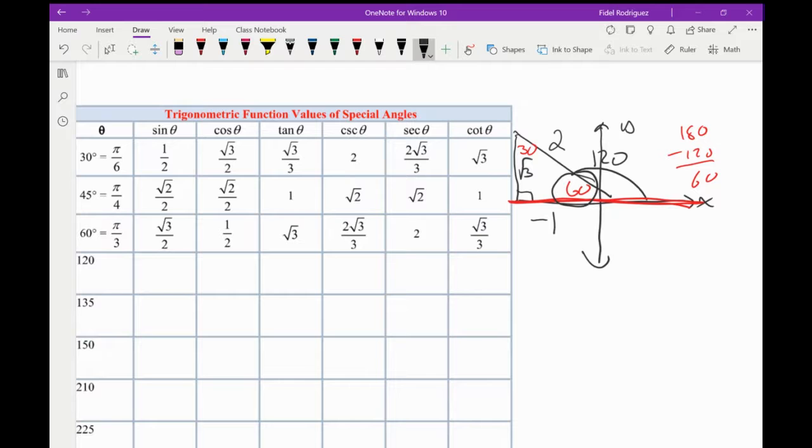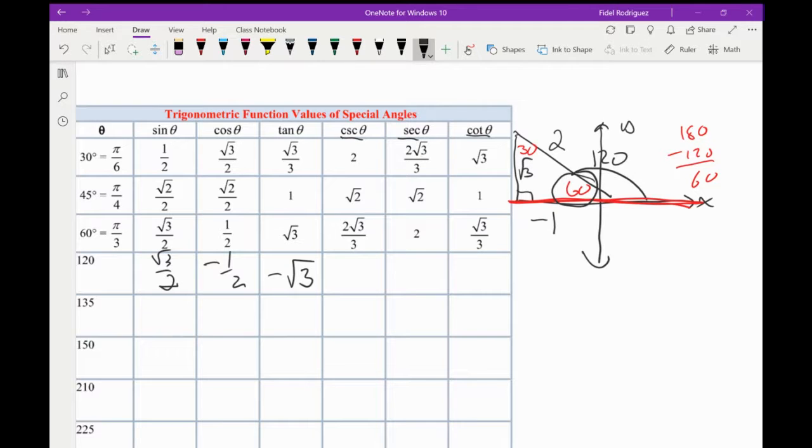So the sine of 60, the sine is the opposite over the hypotenuse. Isn't it still the square root of 3 over 2? Okay. Now the cosine of 60 degrees is the adjacent over the hypotenuse. Isn't that negative 1/2? Okay. And the tangent of 60 degrees is going to be the opposite over the adjacent. So square root of 3 over negative 1 would be a negative square root of 3, right? Okay. So now that we have those, then we should be able to find the cosecant, secant, and cotangent, right?